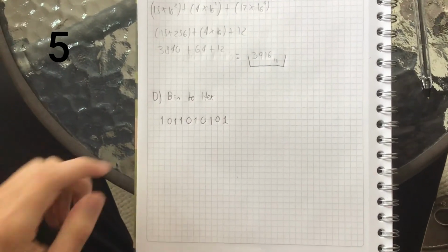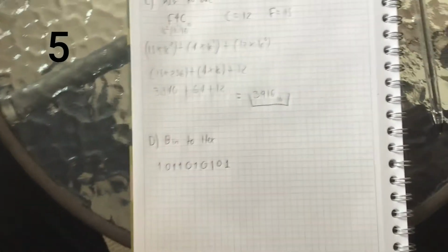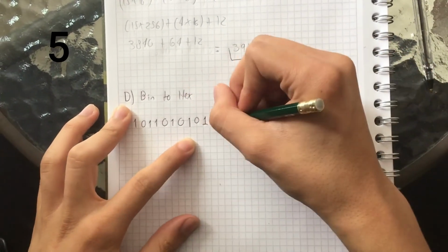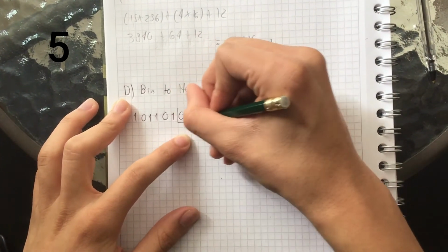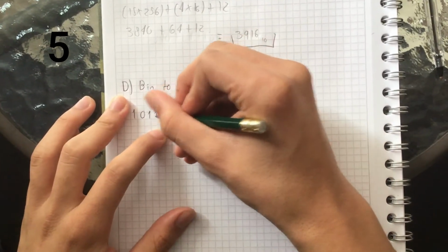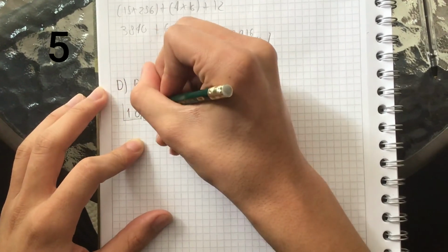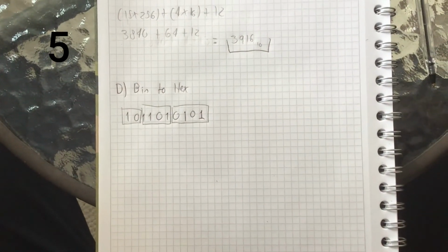The third conversion would be binary to hexadecimal. What do we need to do here? So first we need to divide the binary number in groups of 4: 2, 4, 4. This would be one group, 1, 2, 3, 4. This would be another group, and these last two numbers would be another group. So what do we need to do here?